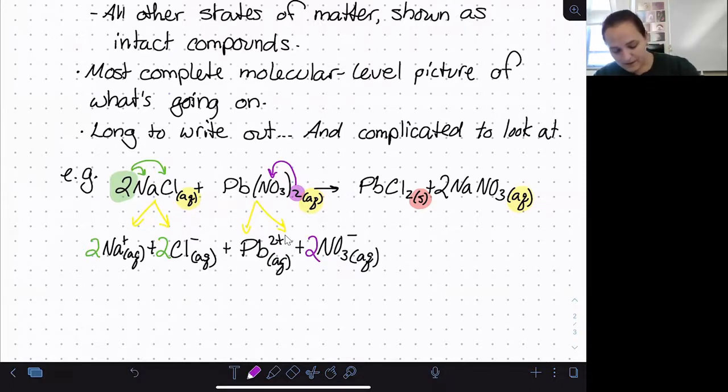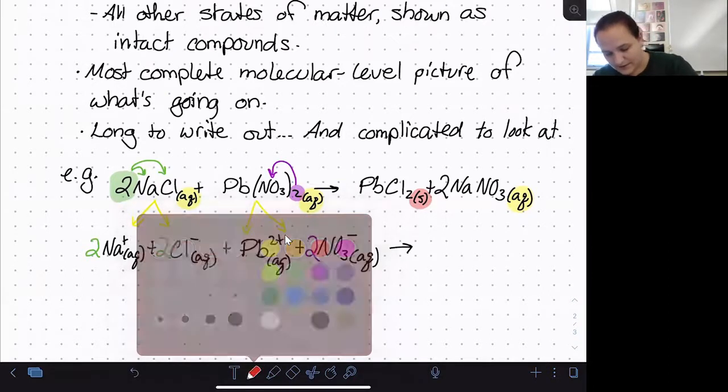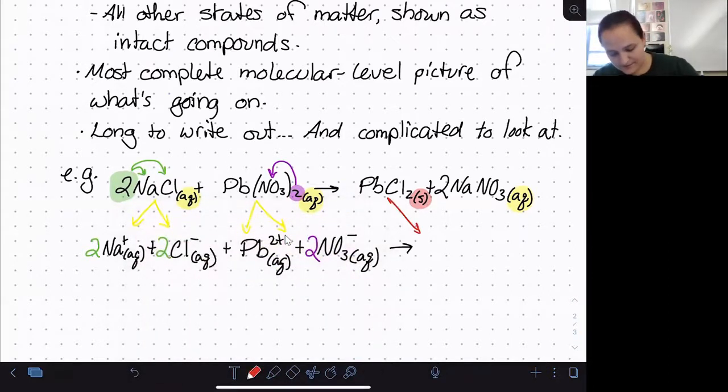So moving on to the product side, we have a solid next, PbCl2, which is going to stay exactly as it is. Solids we do not change. So that is just going to move on down.